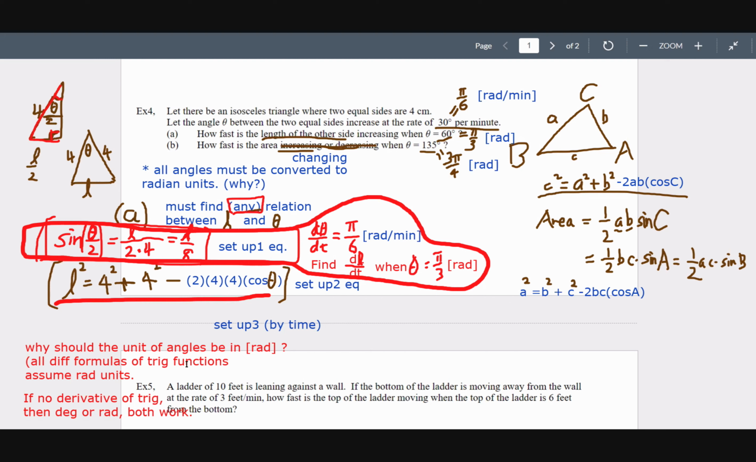Ultimately, the question is, where is the derivative of the sine function coming from? The derivative of f of x is equal to sine x. Where is the derivative formula of f of x equals sine x coming from? It's related to this question. Any questions here?